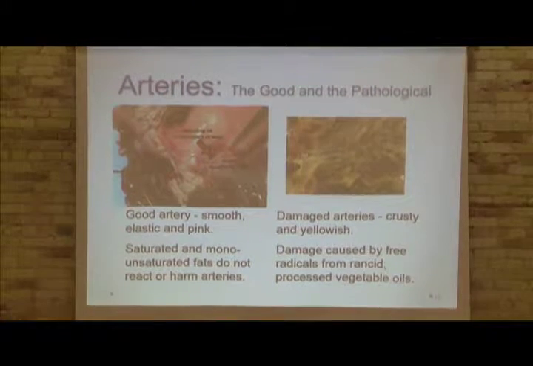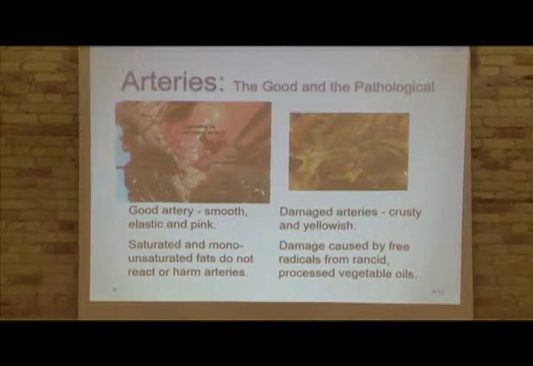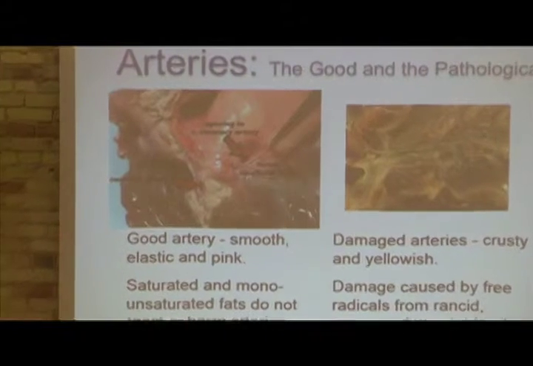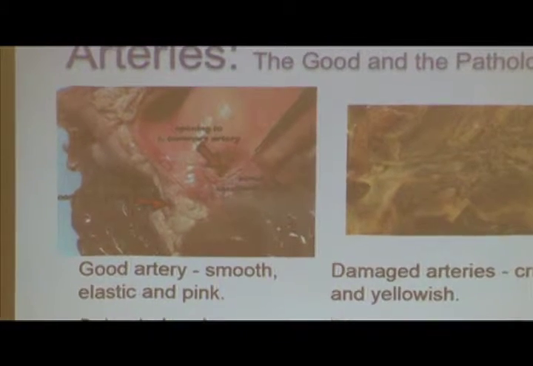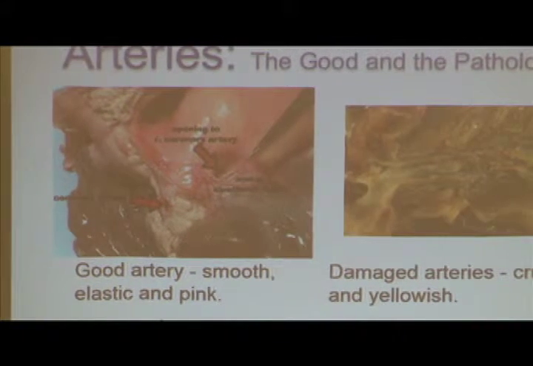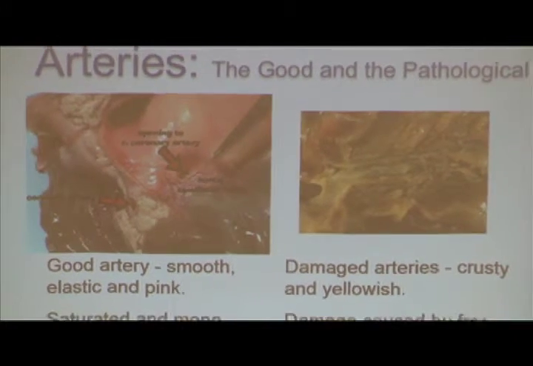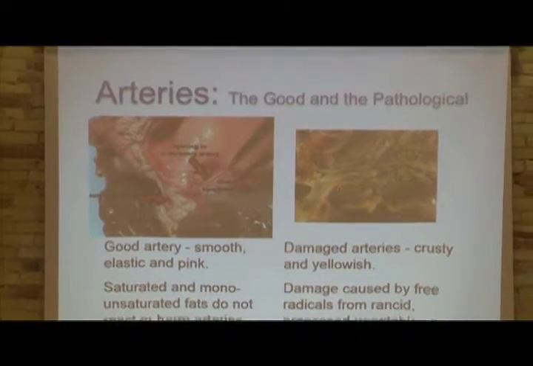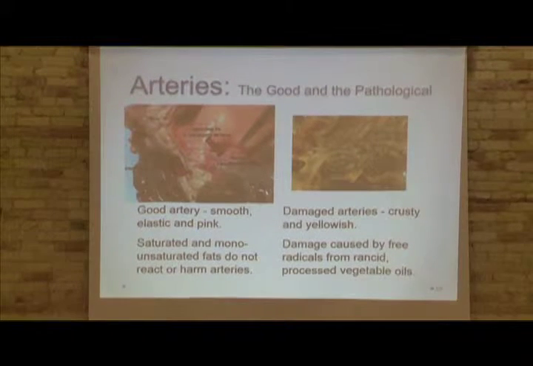These two pictures show healthy arteries. If you eat saturated and monounsaturated fats, there's no damage. But if you eat these rancid processed vegetable oils, you can see the tissue turns this yucky, ugly yellow.